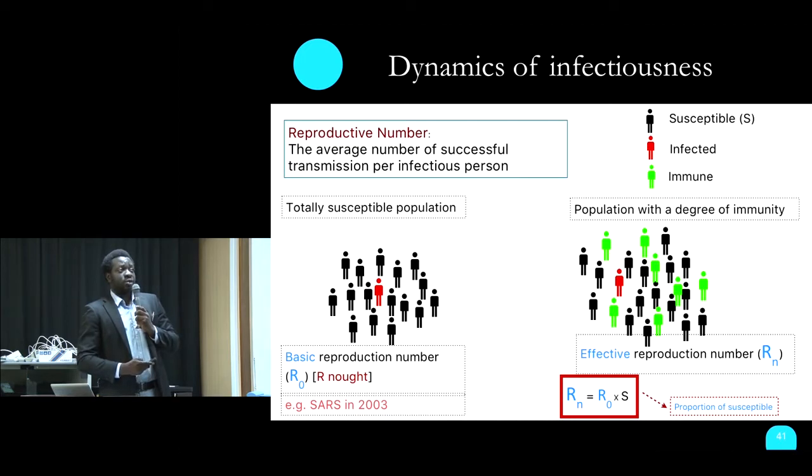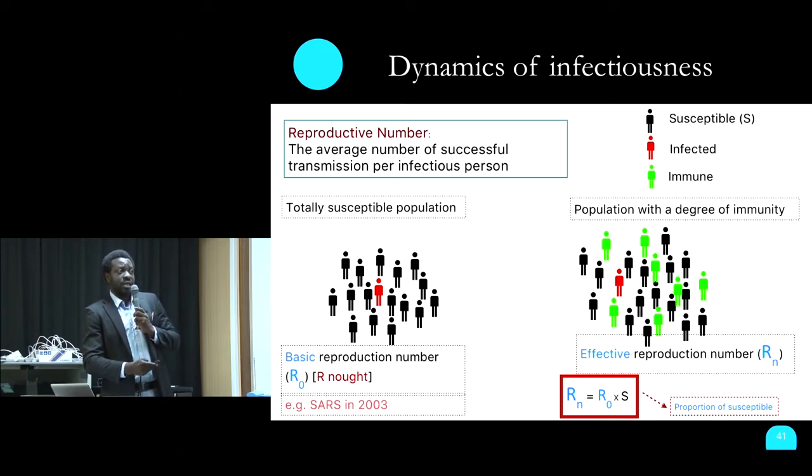What is the reproductive number? It's just the number, or the average number, of successful transmissions per infectious person. Generally, we have two conditions. First, we have a totally susceptible population.